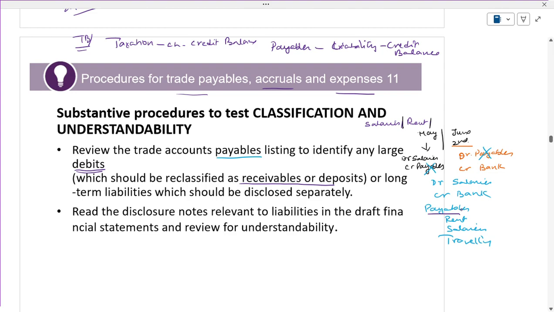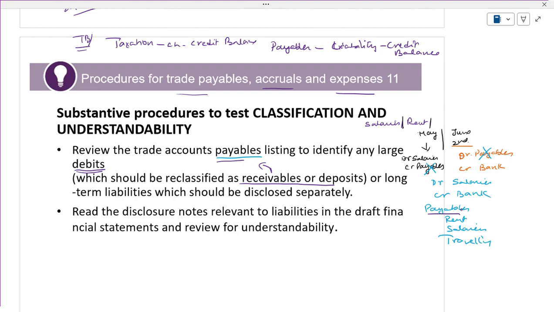Then what do we have to do? Any huge amounts need attention, because this is one area where there is misappropriation, misclassification, and a chance of error or fraud. That is the reason that if any payables have large debits, we have to reclassify them. It means you have paid more, where you have paid some customer more than the amount possible. In that case it has to be reclassified as receivables.